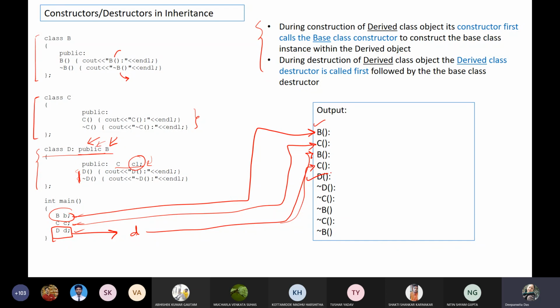And the destruction: after this we go out, so the destructor will be called automatically, and the destruction is just in the reverse order. It means tilde D, then tilde C, B. Whatever order they have been created in, they are destructed in the reverse order. So do you understand this thing?